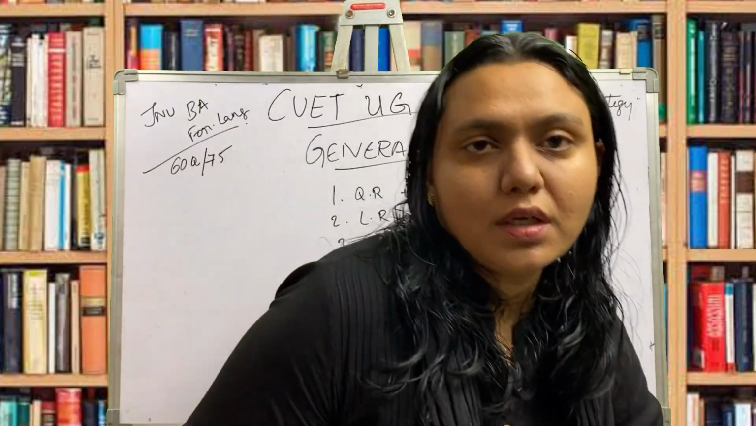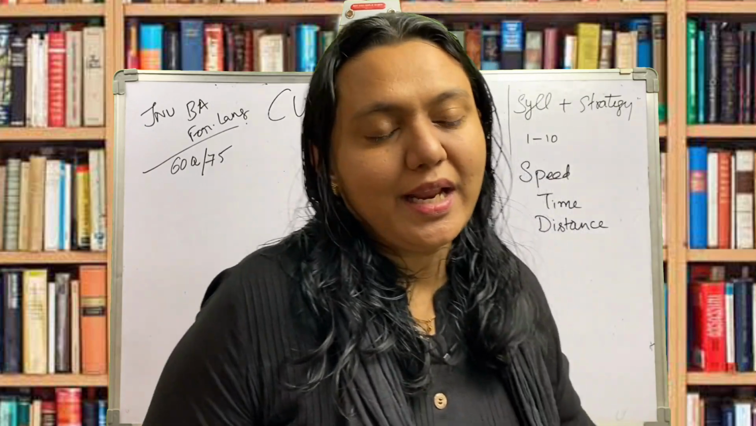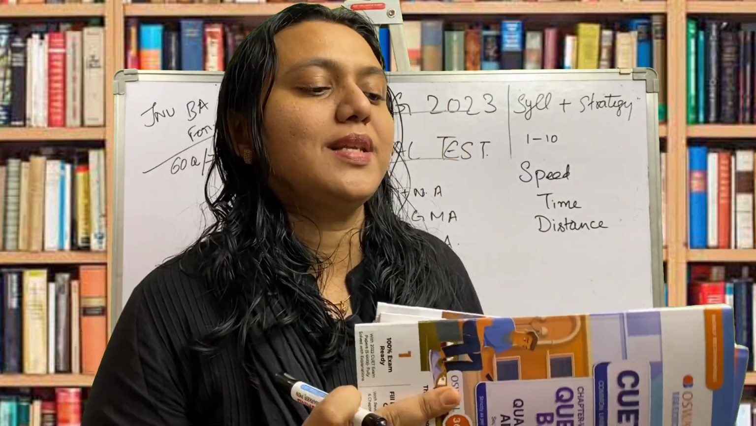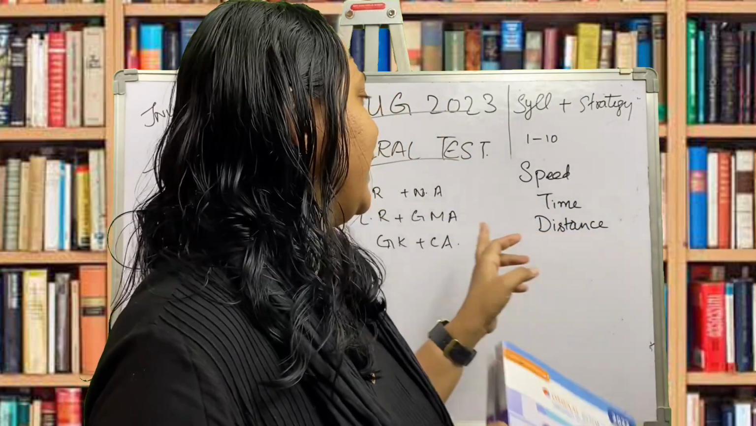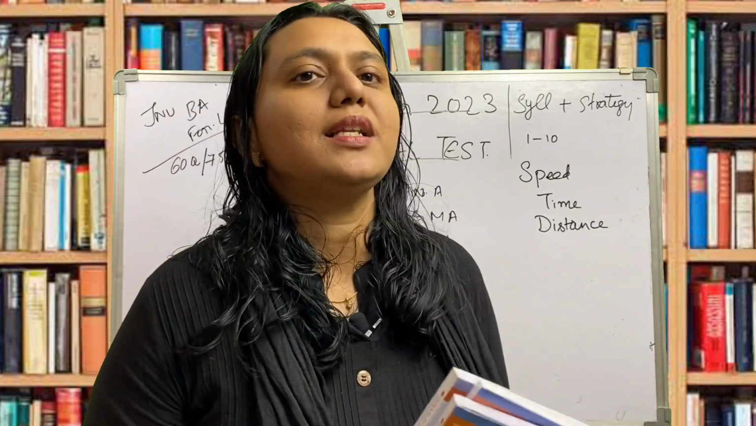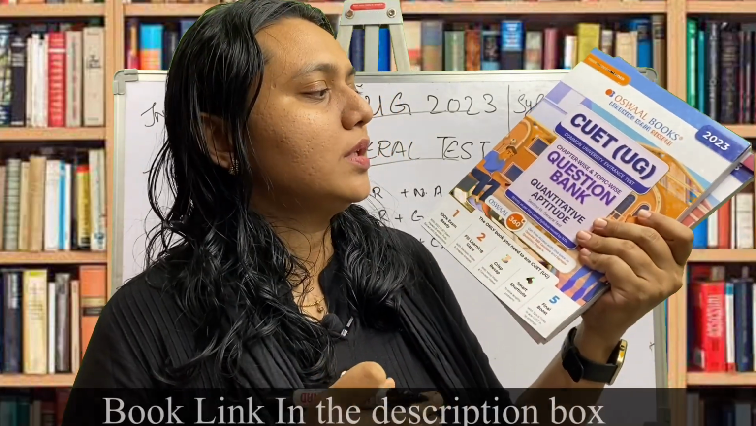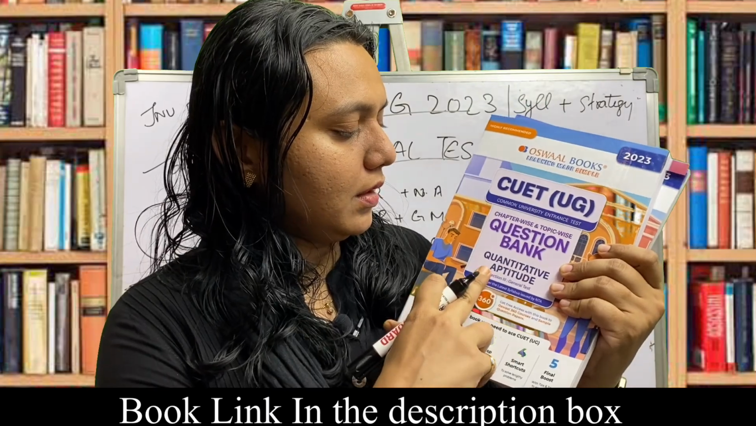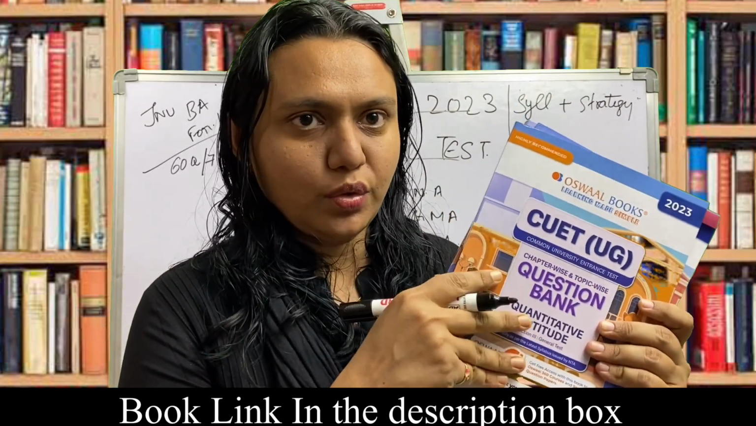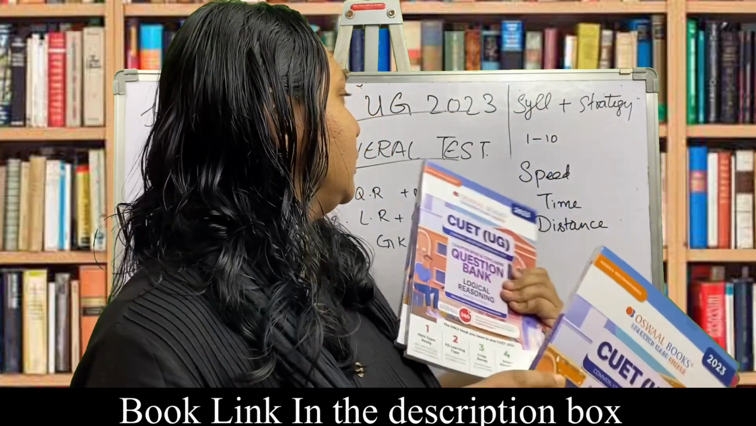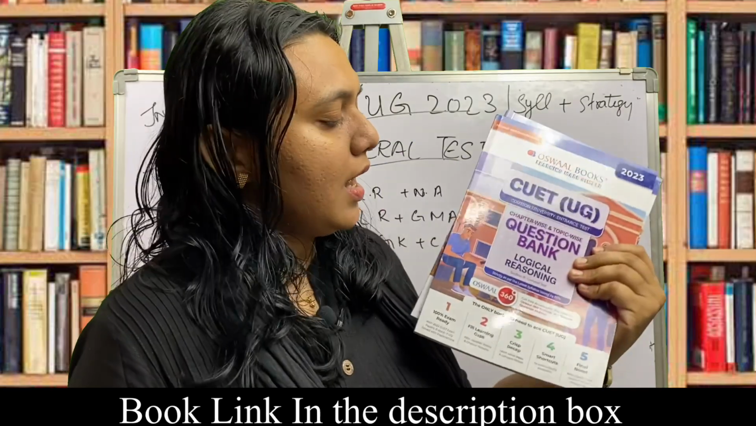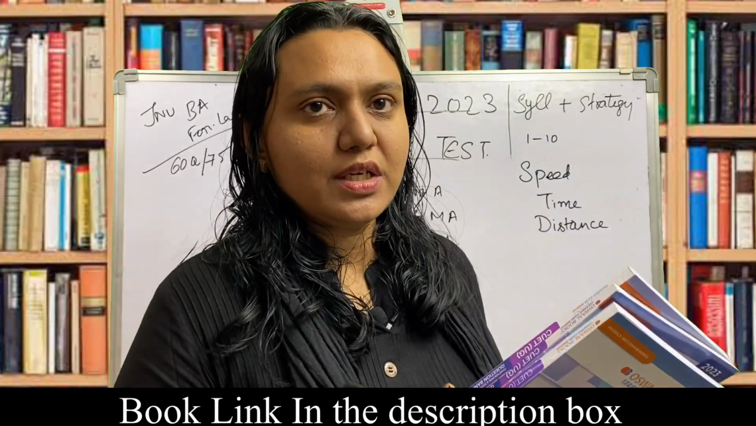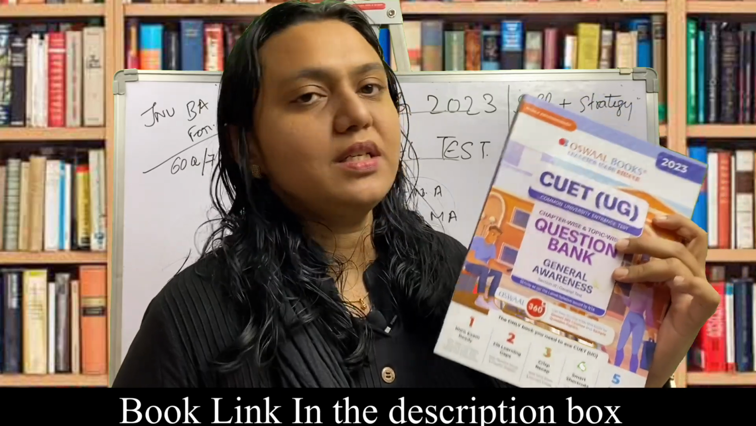I have looked through the books that are available online, and I have got these three books as a set, which will cover all the three categories that I had talked to you about in the last video. This is from Oswald Books. The first one is for the quantitative aptitude, which will cover the first category, both QR and NA, the second category is logical reasoning and general mental ability, and the third is general awareness.